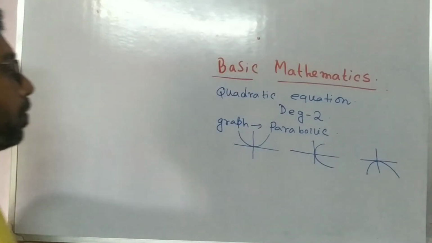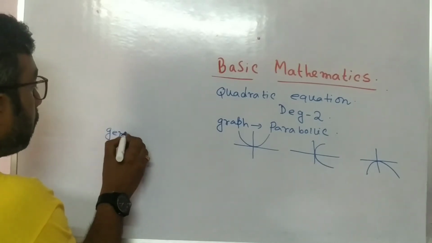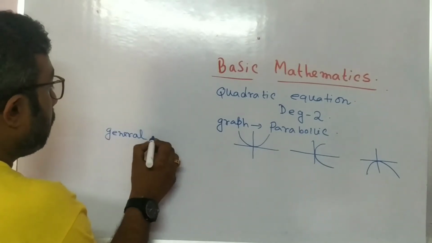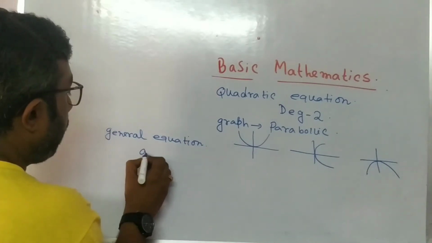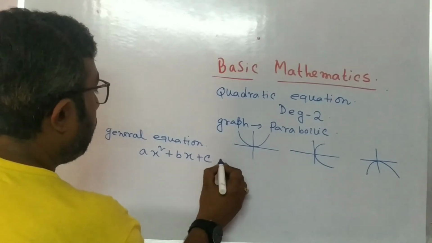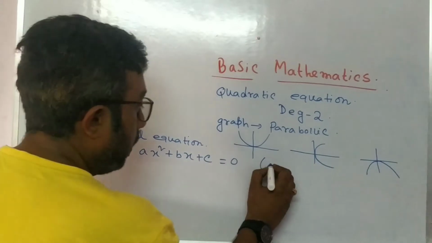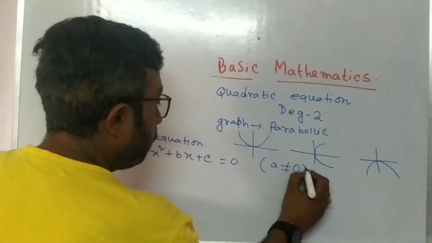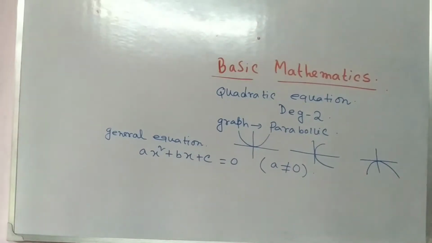Okay. What is the general equation of a quadratic equation? It is ax square plus bx plus c equal to 0, where we need to write the condition, that is a not equal to 0. This condition is very essential for the quadratic equation. Okay.